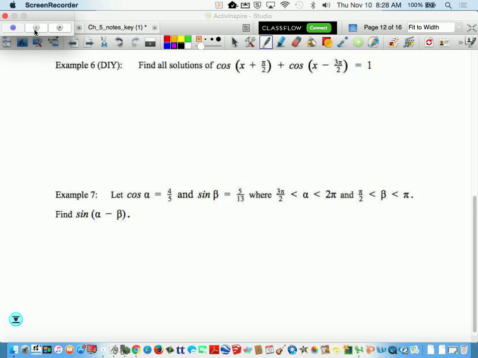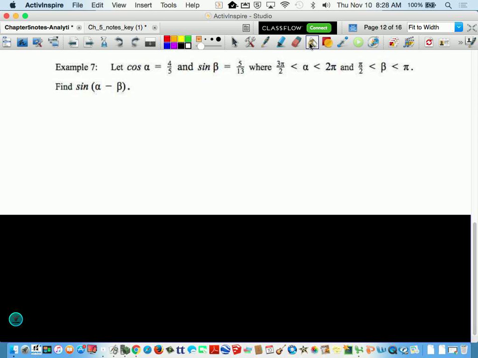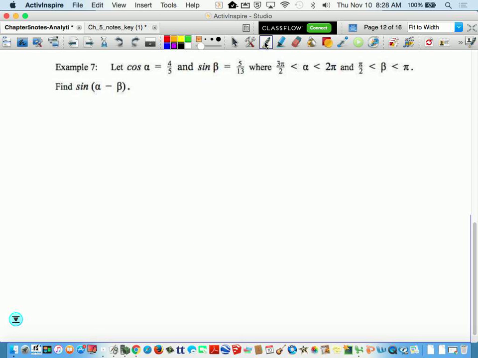So the last question. It says let cosine of, I think it's an alpha, right? So let's just call it A, and this is a beta, let's just call it B. So I may refer to them as A's and B's. It's just easier for us. So they're saying let cosine of A be 4/5, sine of your beta or B be 5/13. Let A be between 3 pi over 2 and 2 pi.